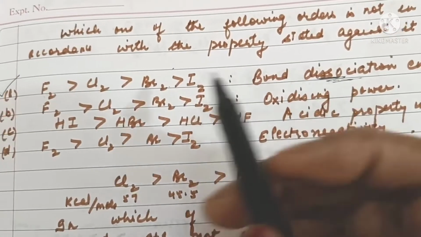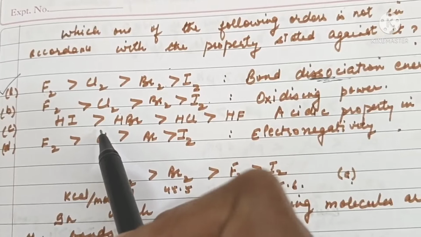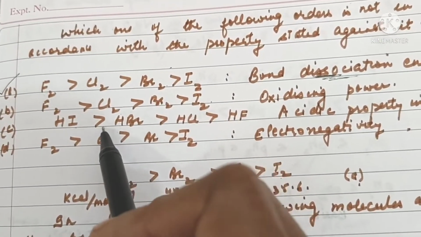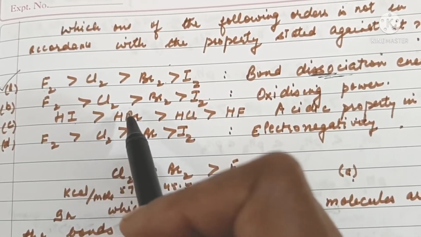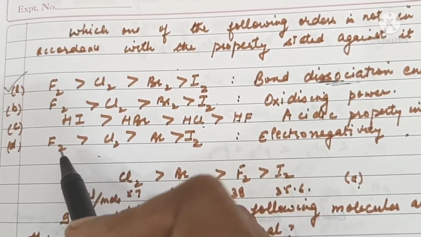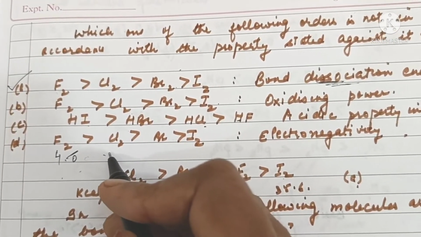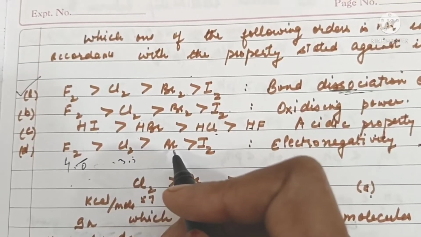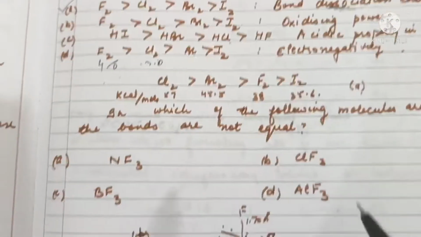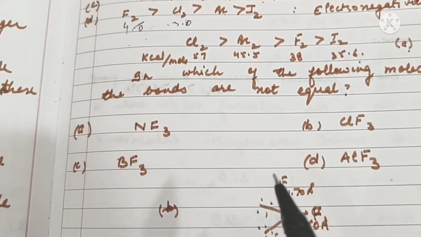The oxidizing power of fluorine is highest, greater than chlorine, then this is correct. The acidic property in water is also of this order. HI is greater than HBr is greater than HCl is greater than HF, and electronegativity of fluorine is highest, 4.0, than chlorine, which is greater than bromine, which is greater than iodine. Option A is not in accordance with the property.